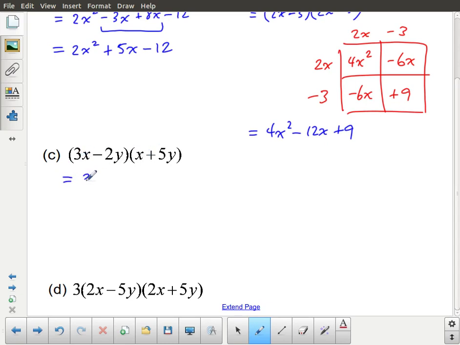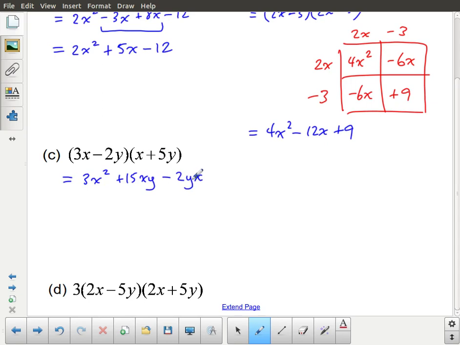3x times x is 3x squared. The fact that we've got y's here, don't let that intimidate you. Just follow the algebra. So the outer is going to be 3x times 5y. That's going to be 15xy. The inner is going to be negative 2y times x. Now we could write this as negative 2yx.